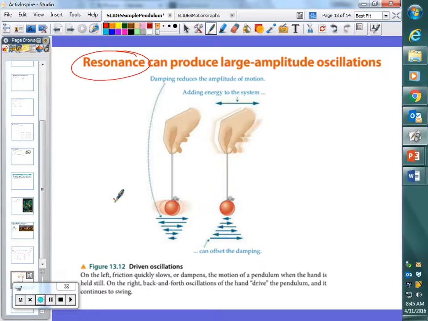So resonance, this idea that we can overcome friction, but we have to keep adding energy to the system. We have to keep doing work on the system, but it's also important when we do that work that causes the amplitude to maintain or in some cases grow, depending on how much work we do. Okay? Good there? All right.